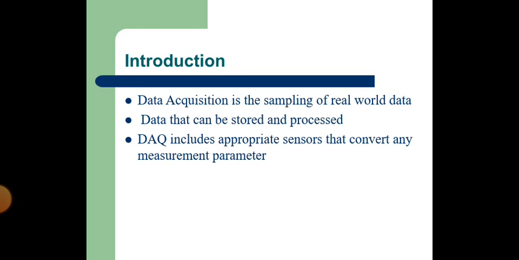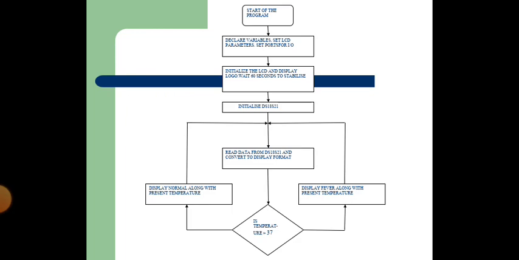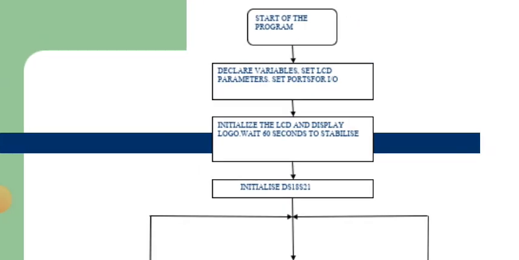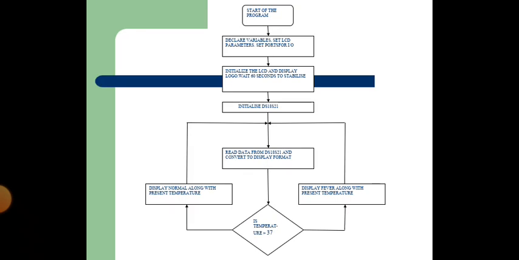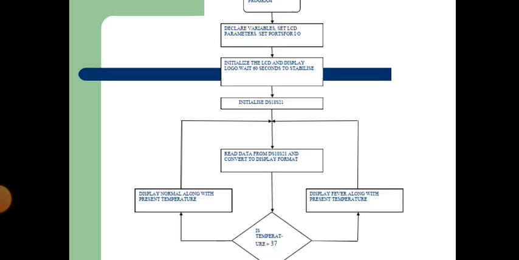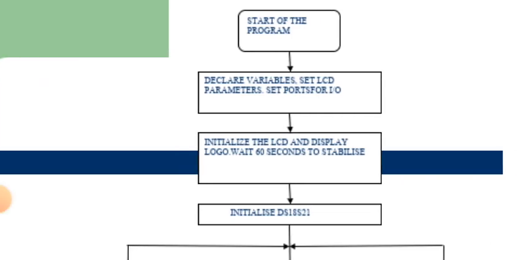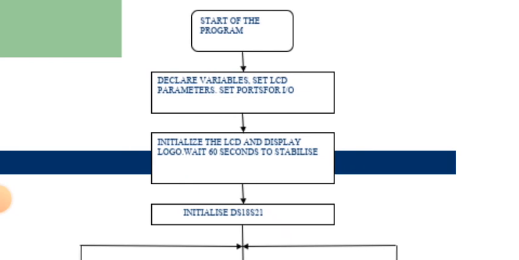When we're working on this data acquisition system, we shall follow a very simple flow chart, the one that you see on your screen. At the start, it needs to start a program. When you start a program, it needs to declare certain variables, and then set LCD parameters and also set ports for input or output.